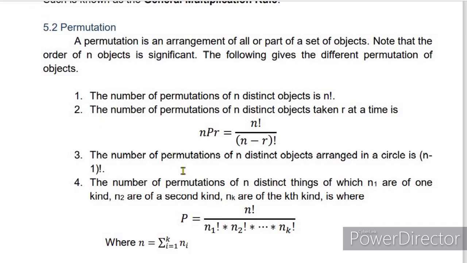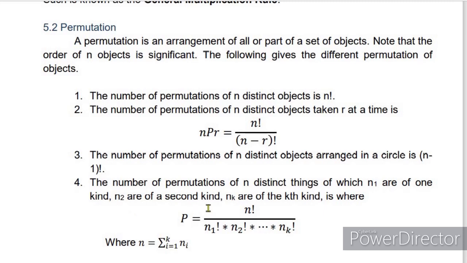Next, number two, the number of permutations of n distinct objects taken r at a time. So now we have another element here, which is r at a time. So nPr, n permutation r, is equal to n factorial over the factorial of the quantity n minus r. Remember those formulas. Number three, the number of permutations of n distinct objects arranged in a circle is the factorial of the quantity n minus 1.